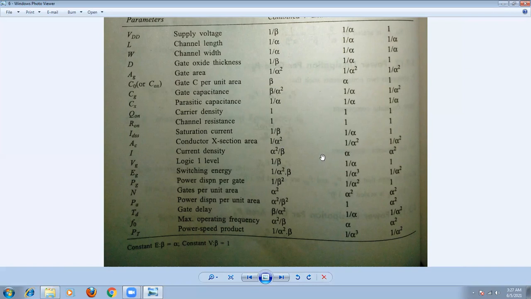And 1 by alpha square is as it is. In this case, beta is equal to alpha, so alpha square by alpha becomes alpha. And in this case, 1 by alpha, again 1 by alpha cube, alpha square into alpha, and 1 by alpha square. Alpha square by alpha square is equal to 1. Now the gate delay is equal to 1 by alpha, and alpha square by alpha is again alpha for the maximum operating frequency. The power-speed product is equal to 1 by alpha into beta, so it is equal to 1 by alpha cube.